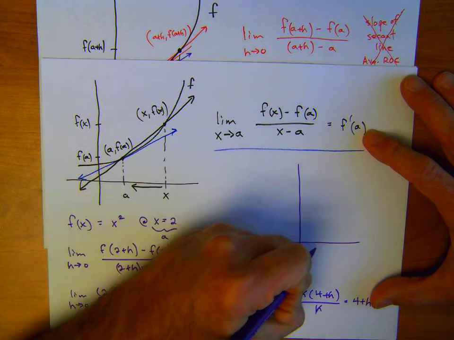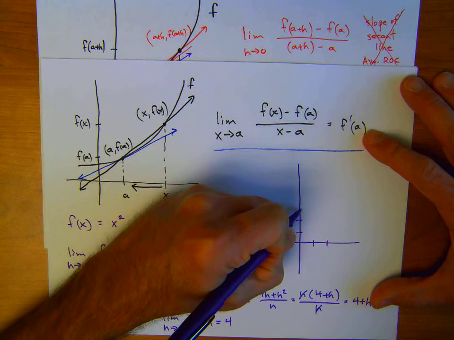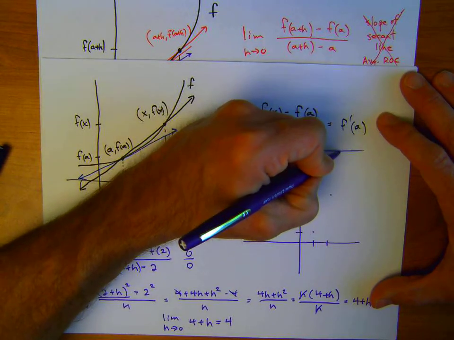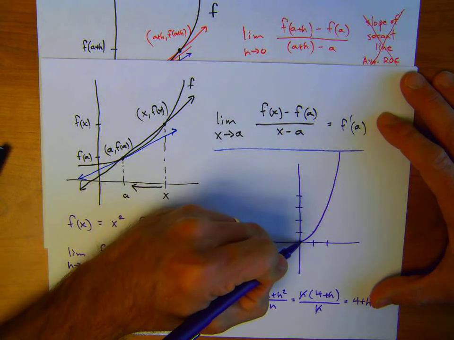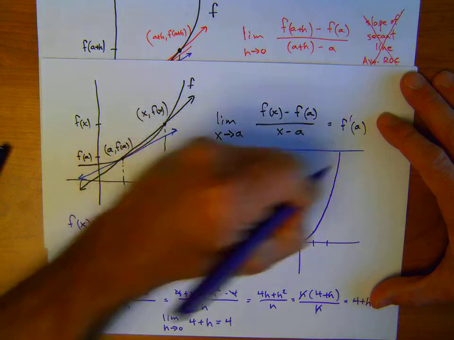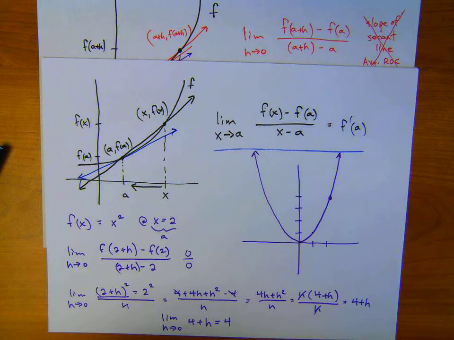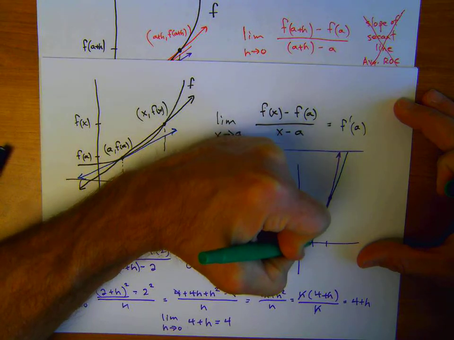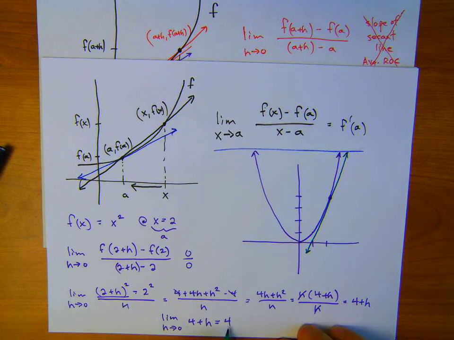We know that the function value at 2 is 4, so this would be our function. That's half of it. It's symmetric with the y-axis, so we have it over here. And what we're saying is that right here at this point, if I put in my tangent line, then the slope of that tangent line is 4.